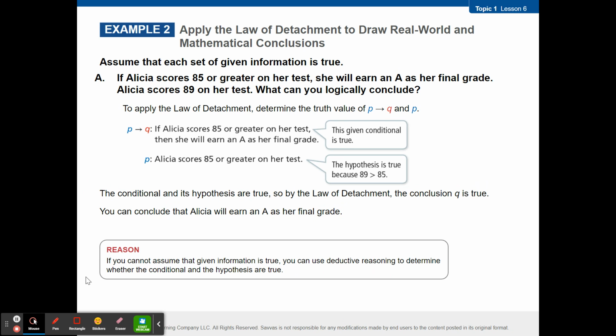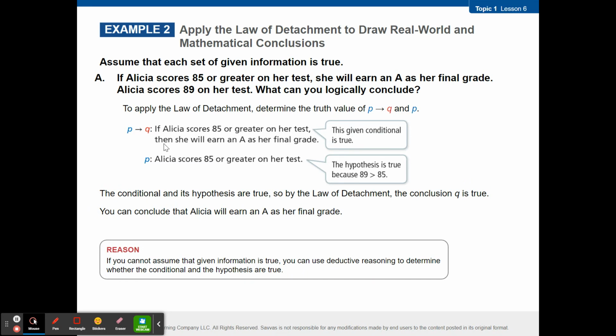If you cannot assume that the given information is true, you can use deductive reasoning to determine whether the conditional and the hypothesis are true. That's what they're saying here. If you're unsure whether the 85 or 89 is working out, you can use this idea to see if both are true to begin with.